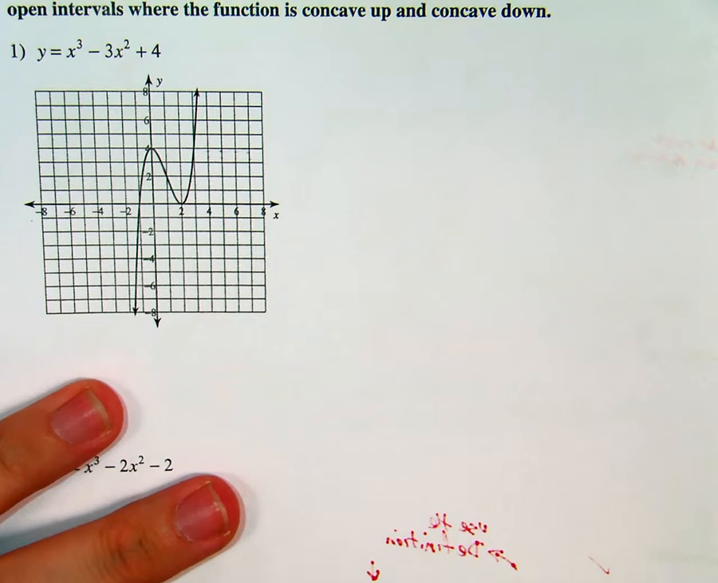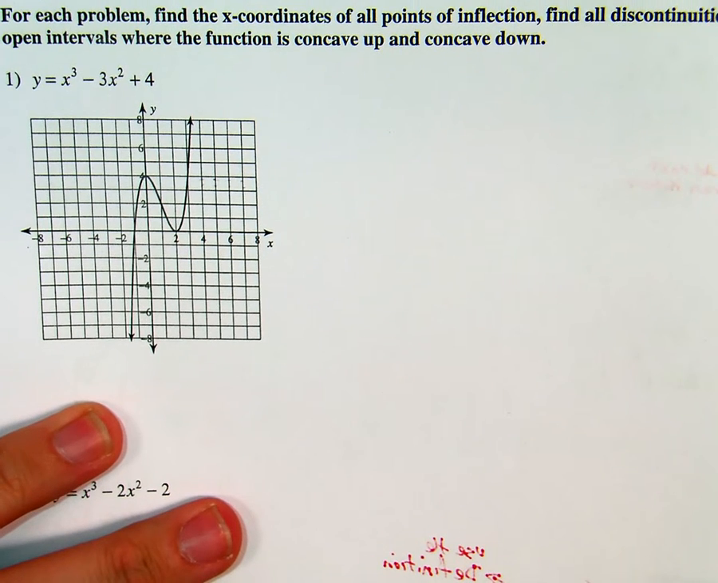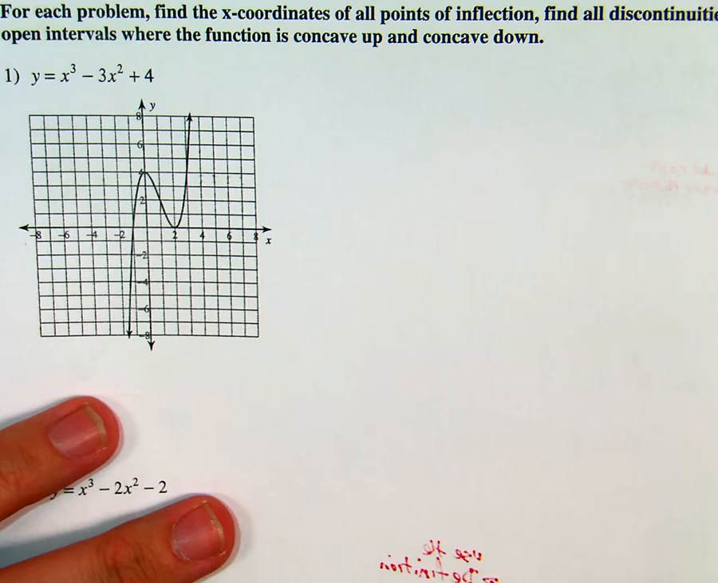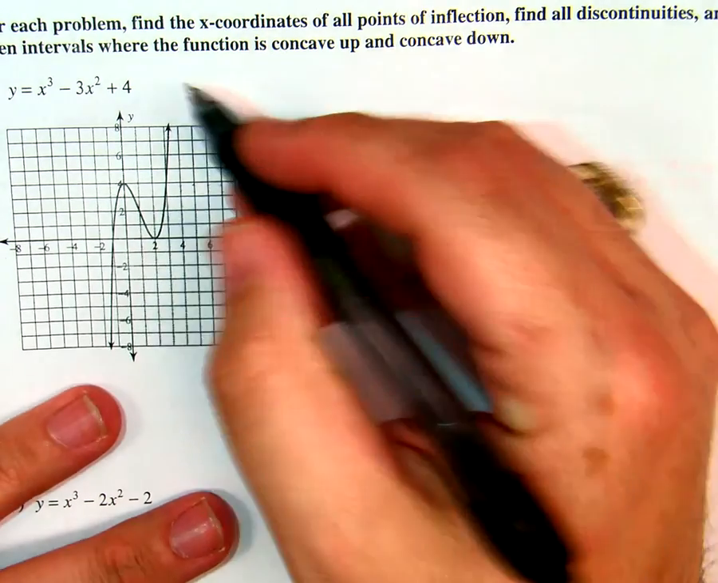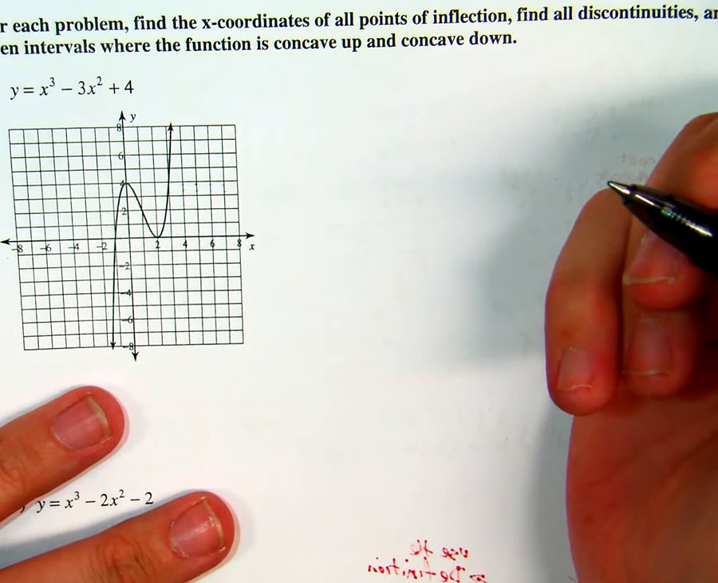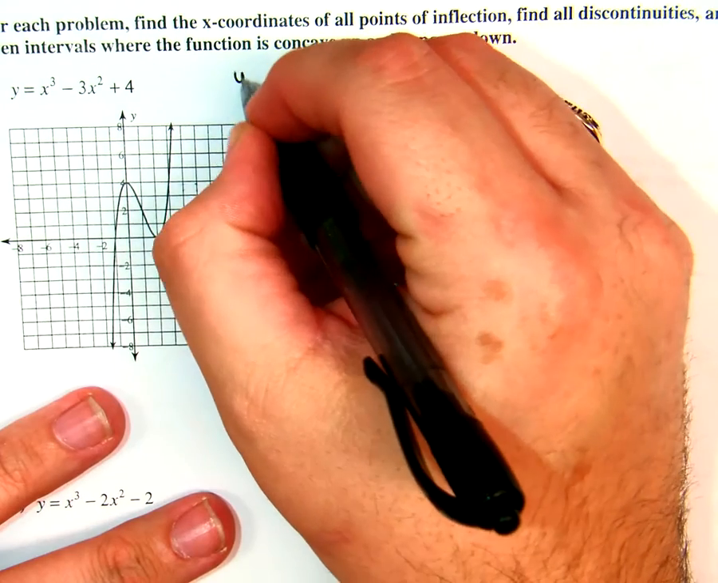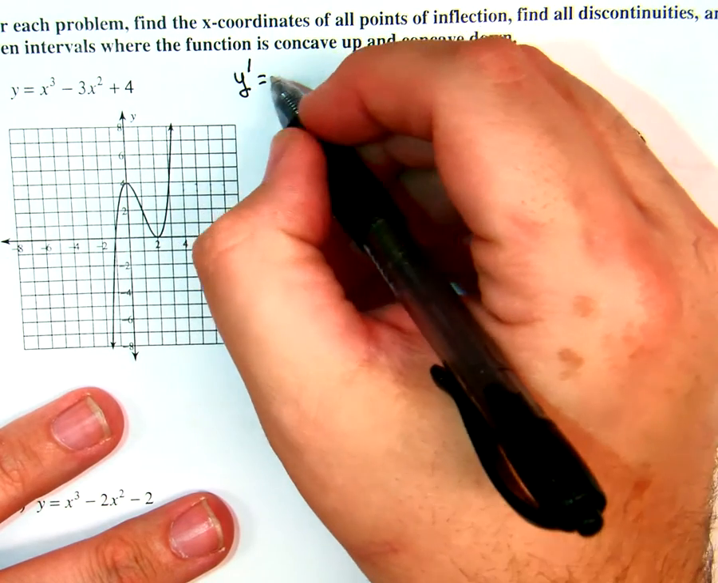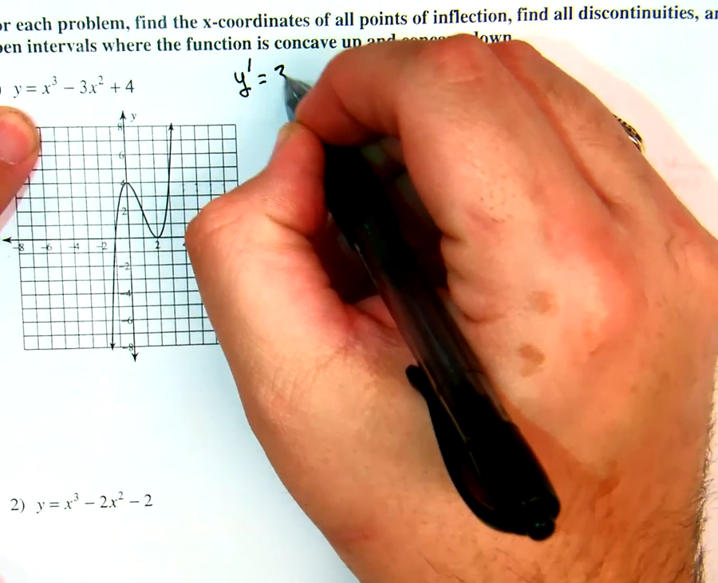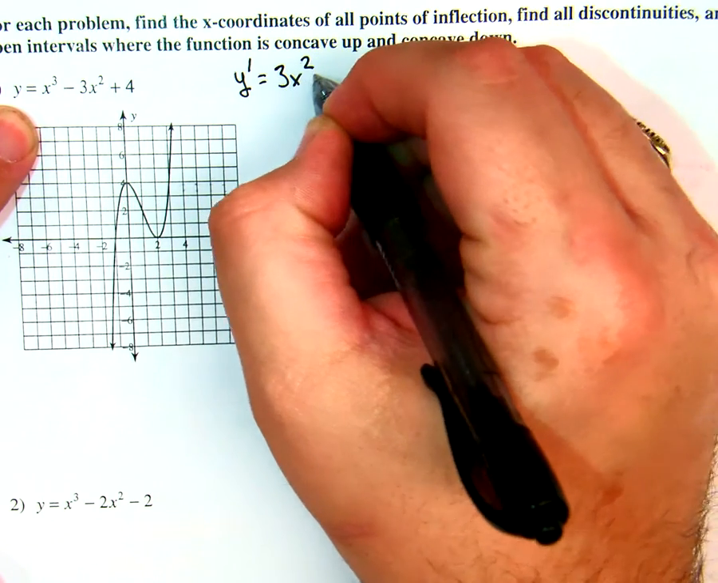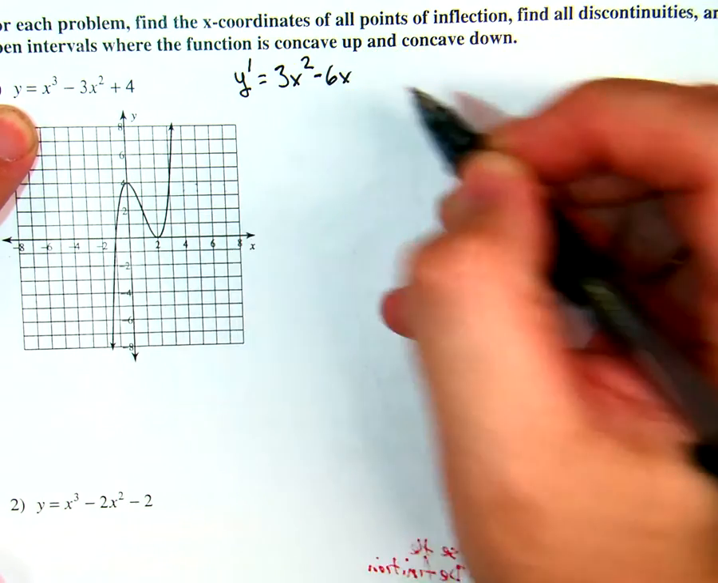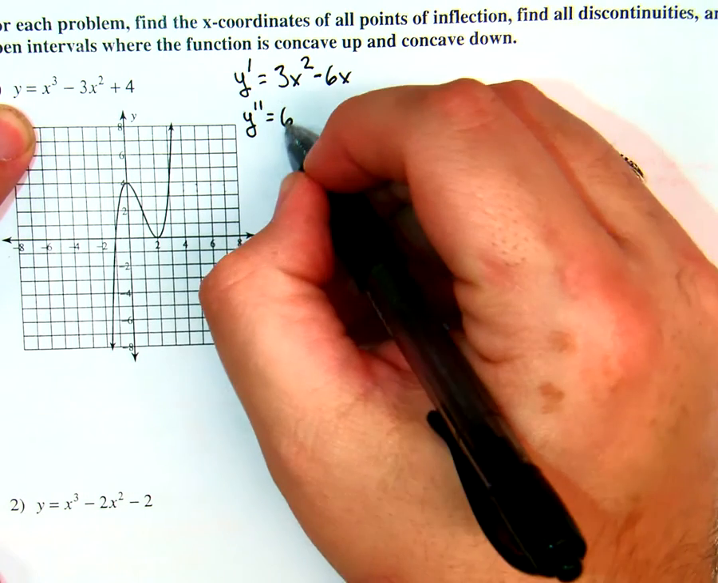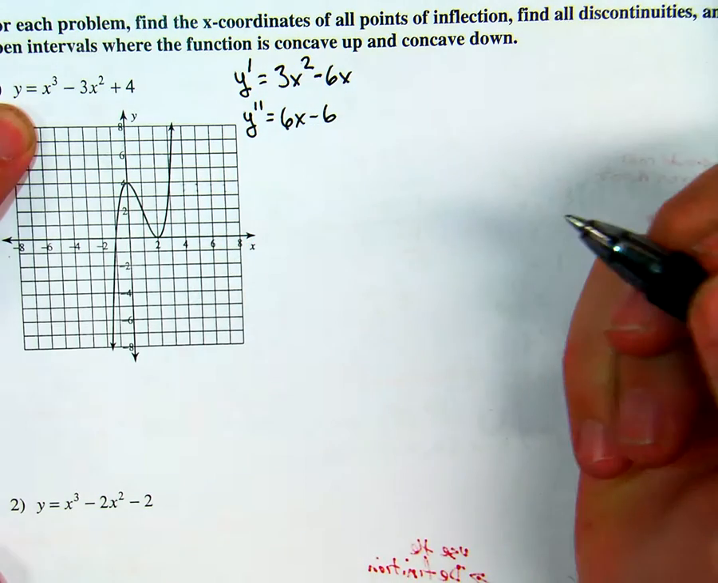Alright, for this one, since it says find the points of inflection, all discontinuities, and the open intervals where it's concave up and down, I need the second derivative, don't I? I can't get the second derivative without the first derivative. So y prime is 3x squared minus 6x. So y double prime is 6x minus 6.